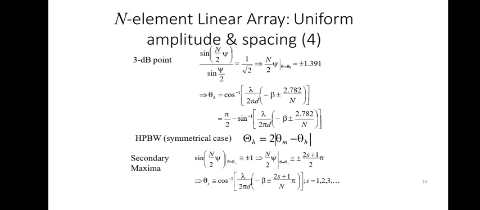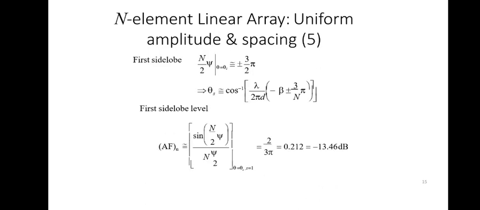Then what is θs actually? θs is the cos inverse of λ by 2πd into (minus β plus (2s plus 1) by n into π), where s is equal to 1, 2, 3. Then we substitute, and these are the secondary maximal lobes.